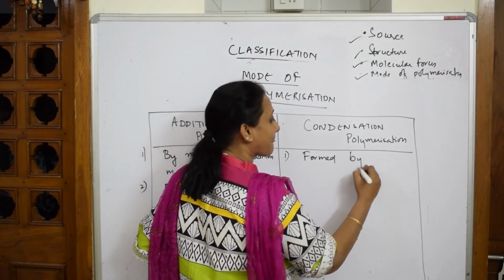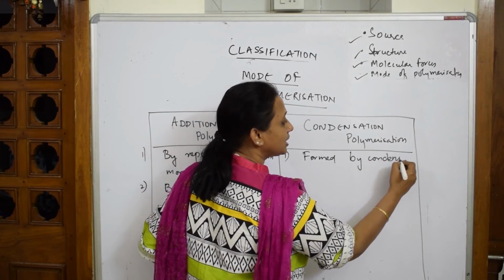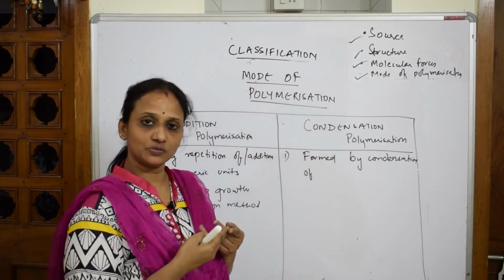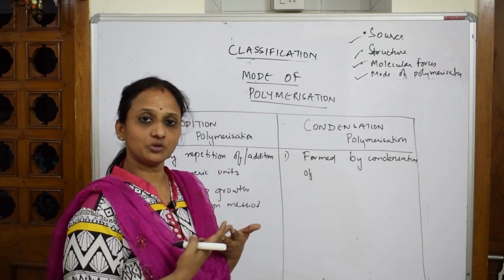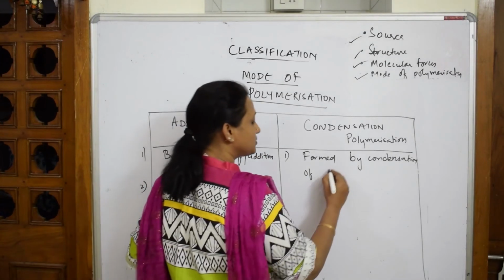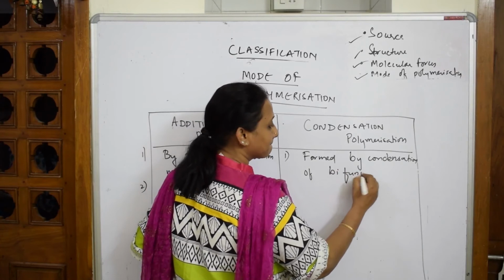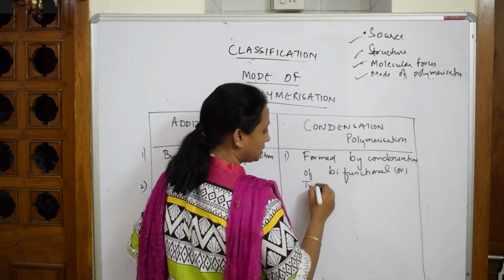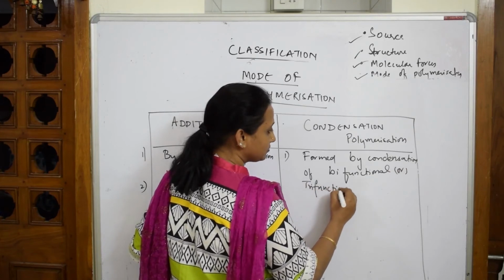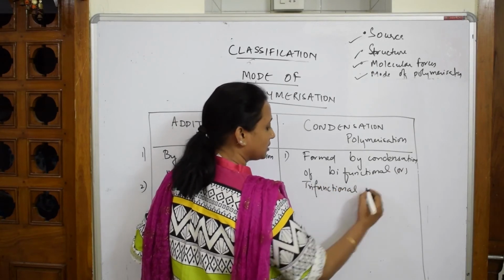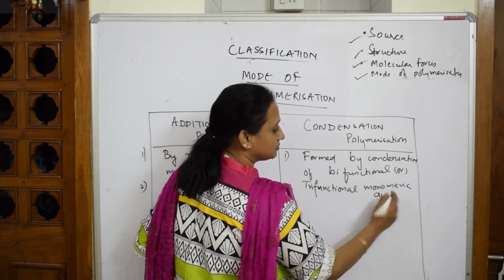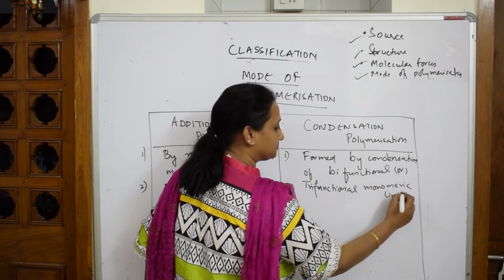Formed by condensation of two monomeric units. It can be two, that is bifunctional. It can be three monomeric units, trifunctional. Polymers formed by condensation of bifunctional or trifunctional monomeric units. This is done.